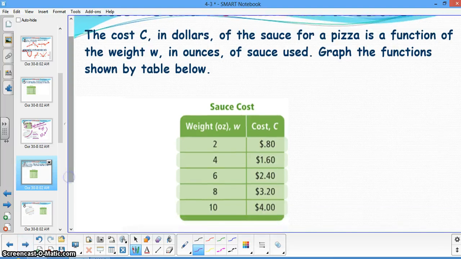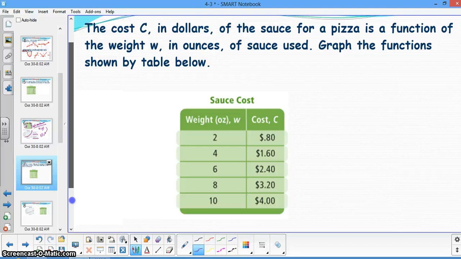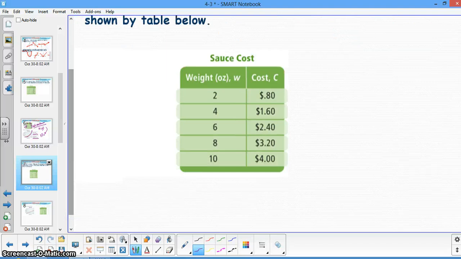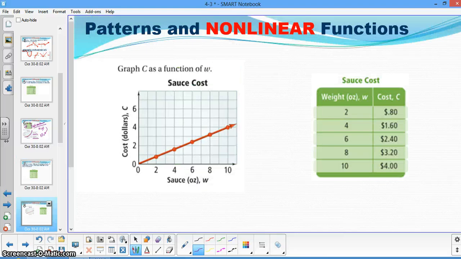Here, the cost C in dollars of the sauce for pizza is a function of the weight W in ounces. Graph the function and determine if it's linear or nonlinear. I'll give you a moment to do just that. Your graph should have looked like this. The weight is your x value. The cost depends on the weight. It is your y value. Again, these are coordinates. And once you graph them, you will get a straight line.